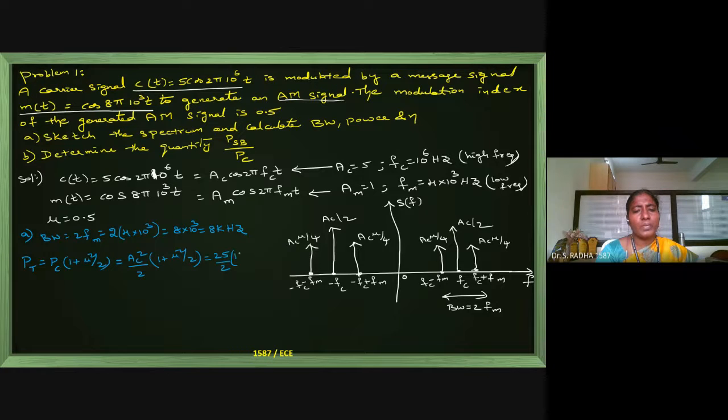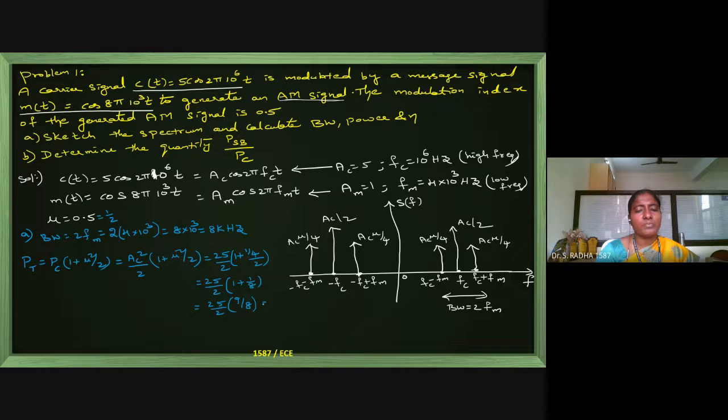And then μ is given in the question itself as 0.5. I will take it as half to make the simplification easy. Then μ² means half whole squared is 1/4, and then divided by 2. So simplify this: 25/2, then 1 + 1/8. Make the LCM, do whatever simplification you can. For better cancellation, you can retain the fractions.